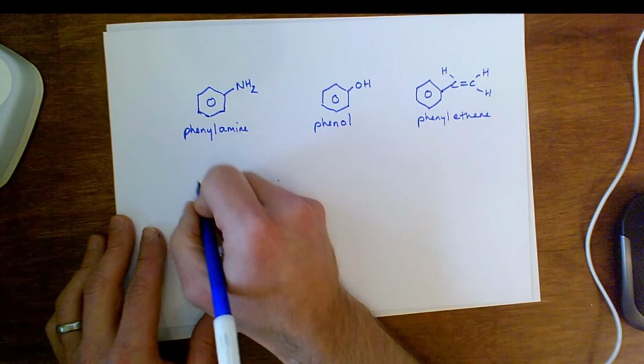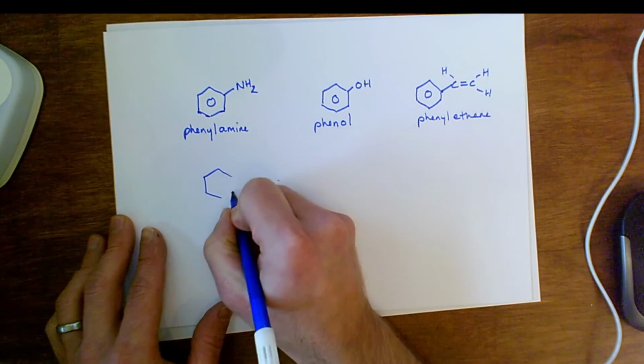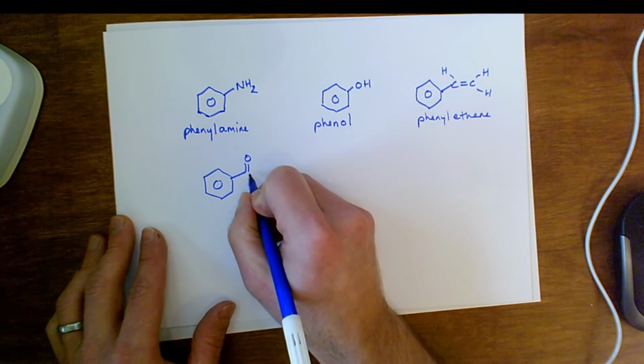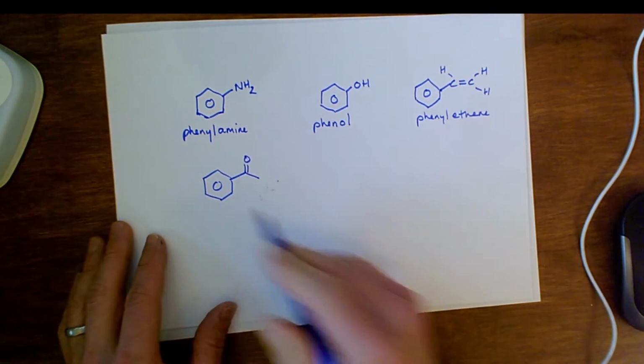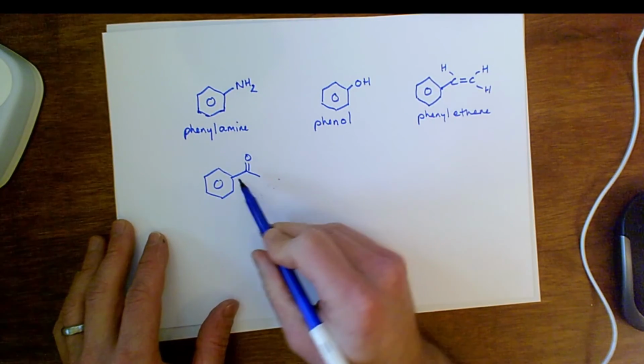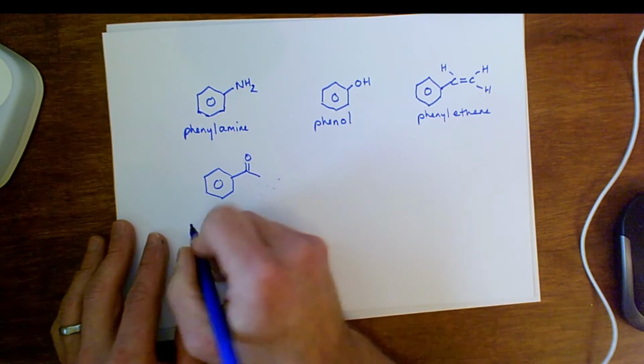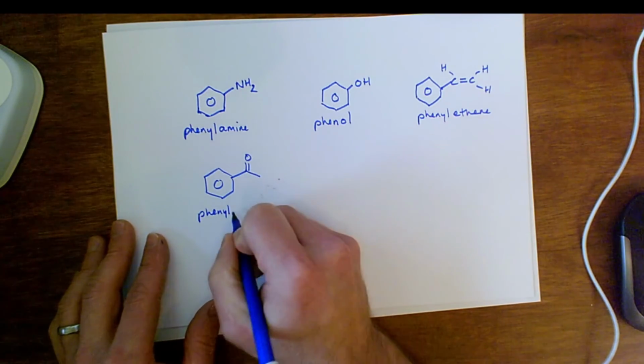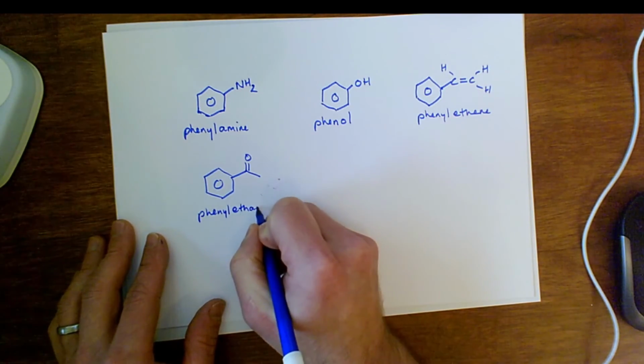Let's have, okay, a skeletal formula, because you always love these. So this would be phenyl, and I've got 1,2 ethanone.